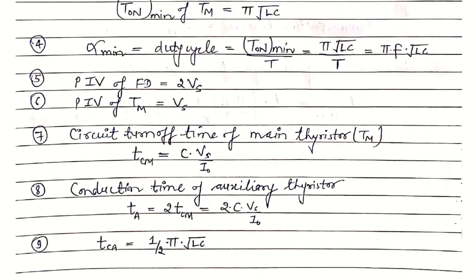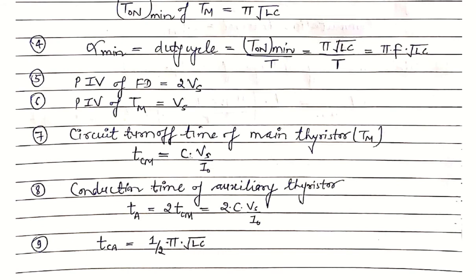7th point, circuit turn off time of the main thyristor. As we saw in class B commutation also, circuit turn off time is the minimum amount of time up to which our main thyristor will be in the off condition. So in this way we define the circuit turn off time.